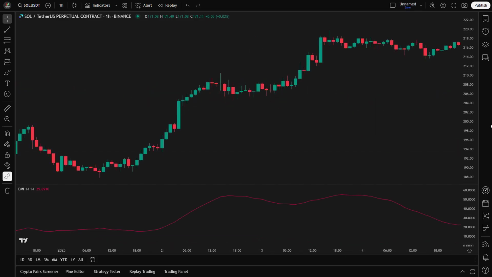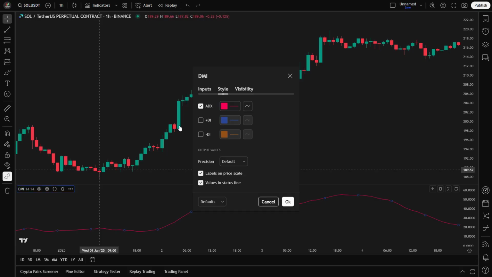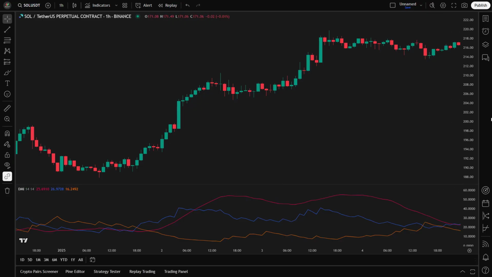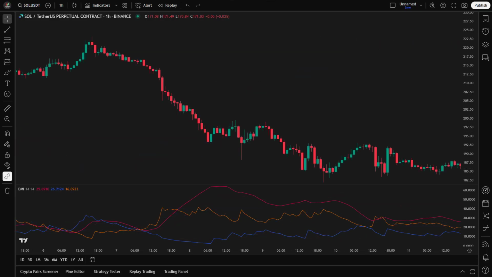To determine trend direction, we use two directional movement indicators, the positive DI and negative DI. The ADX itself measures trend strength, while the crossovers between positive DI and negative DI help us identify trend direction. When the ADX is above 25 and positive DI crosses above negative DI, it signals a strong bullish trend, a good opportunity to consider long positions. Conversely, when the ADX is above 25 and positive DI crosses below negative DI, it indicates a strong bearish trend. In this example, the bears take control of the market, and we can safely look for short opportunities.